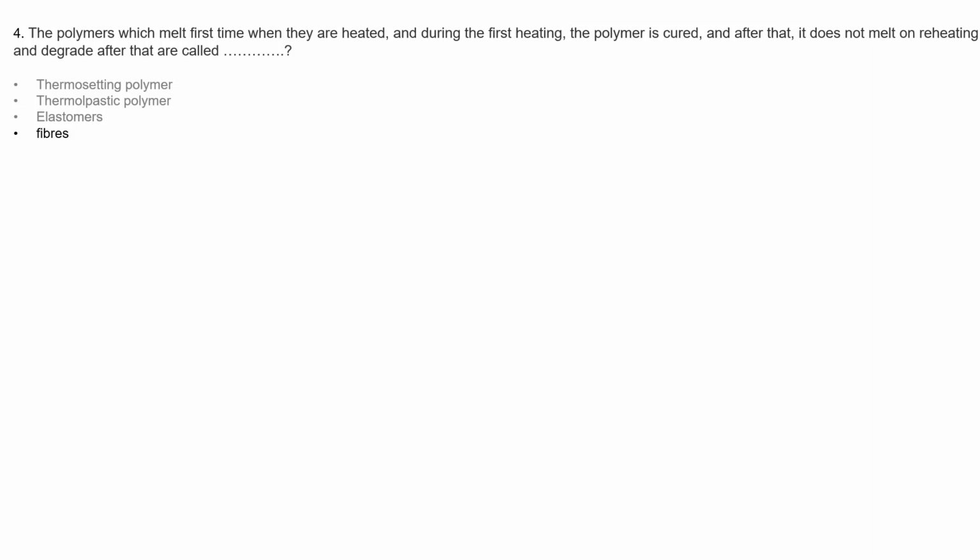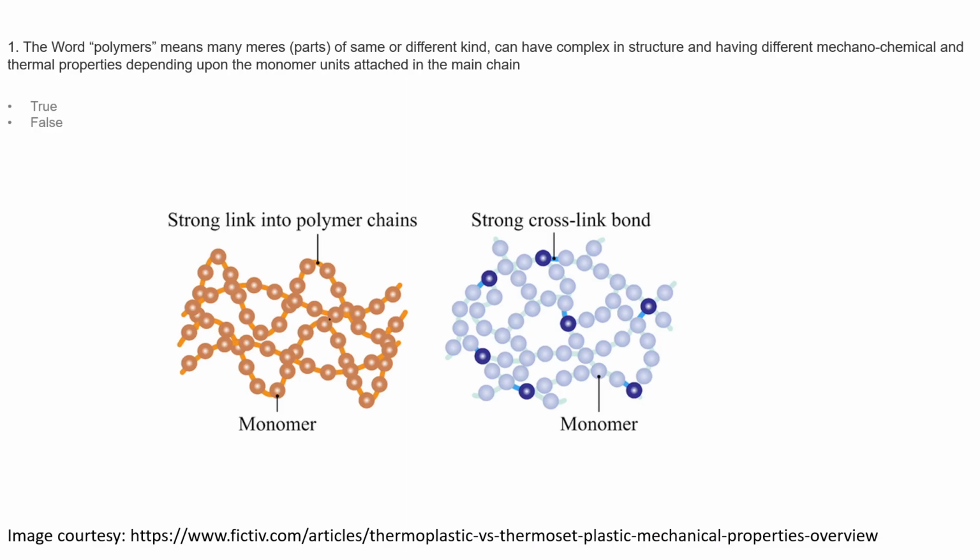Next type is the thermoplastic polymer. The answer for this question is the first one, the thermosetting polymer, but I will still explain what thermoplastic polymers are. In thermoplastic polymers, once you heat the polymer, there is no curing inside. For example, polyethylene: once you heat it, it will start to flow. The chains are free to move because there is no cross-linking involved.